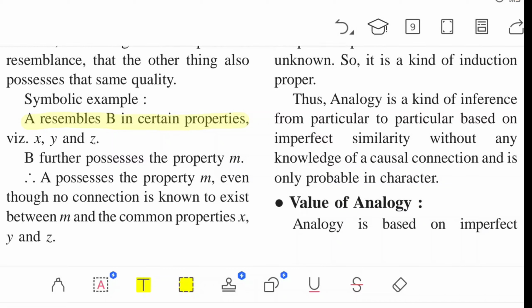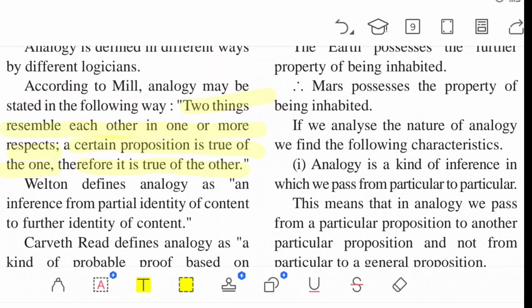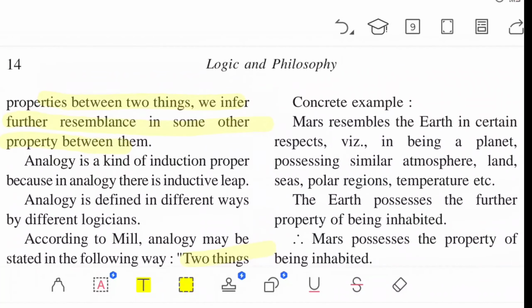যিহেতু A and B both have three similar properties X, Y, Z, that's why we can conclude that A also will have a similar property like B, that is M. The M property also will be found in A, okay? So হেইটোৱে হৈছে symbolic example চালে analogy.